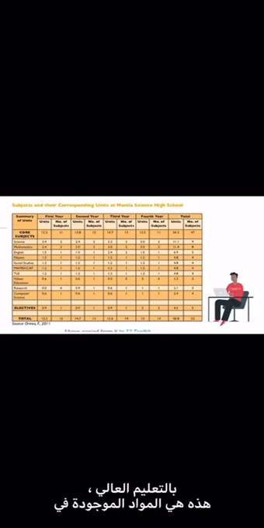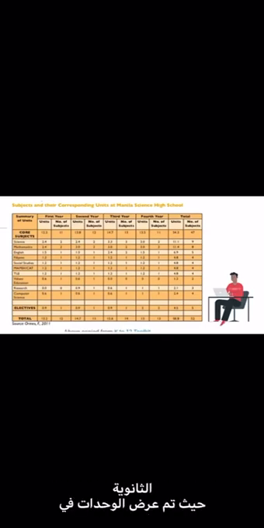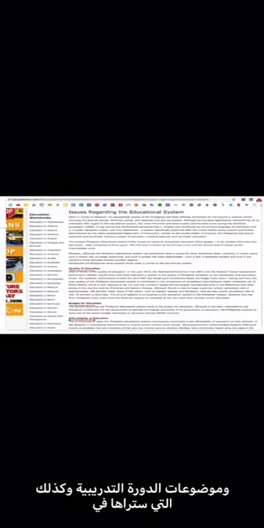This is the subjects and their corresponding units at Manila Science High School, where units have been displayed in the number of subjects and the course subjects as well, which you're going to see for their curriculum.